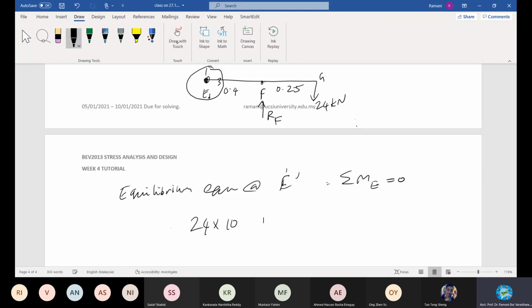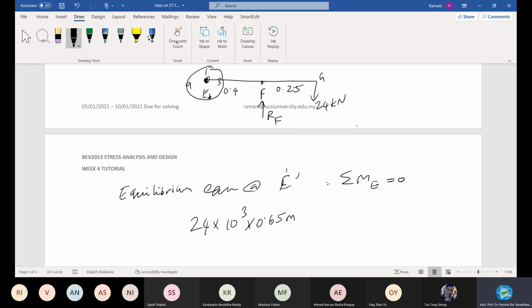1, 3, 6 and 9. It is like this in the direction of the clock, isn't it? So this will rotate like this. So 24 into 10 power 3 newtons. I changed to newtons, better. And then what else do you have? The lever arm is 0.65. This is 0.25 plus 0.4, 0.65.